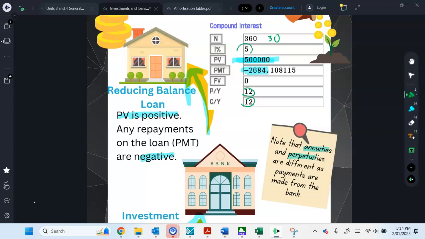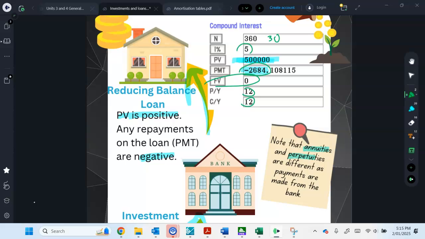Now the interest rate is 5%, which is a bit lower than what it is currently. I'd love to have my mortgage rate at 5%, but anyway, let's say after the 30 years, future value has to be 0. I need to have repaid that loan. So this is the amount I'd have to pay each month.